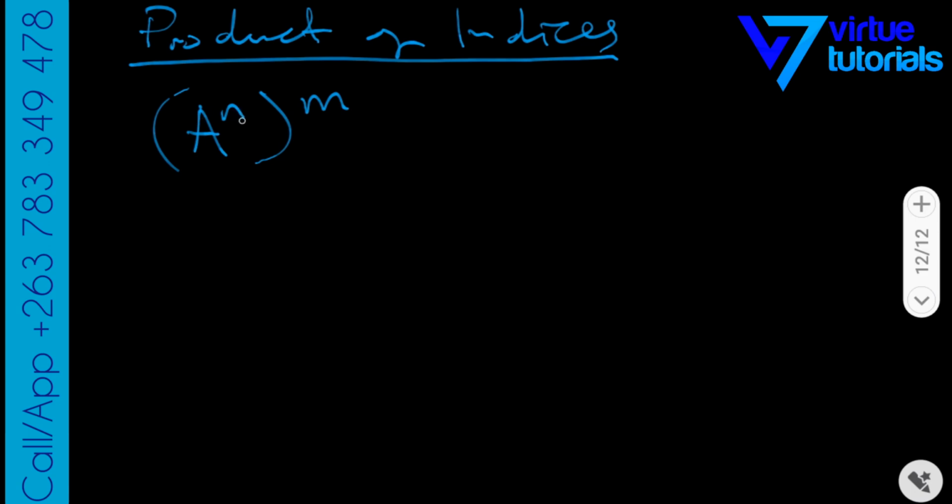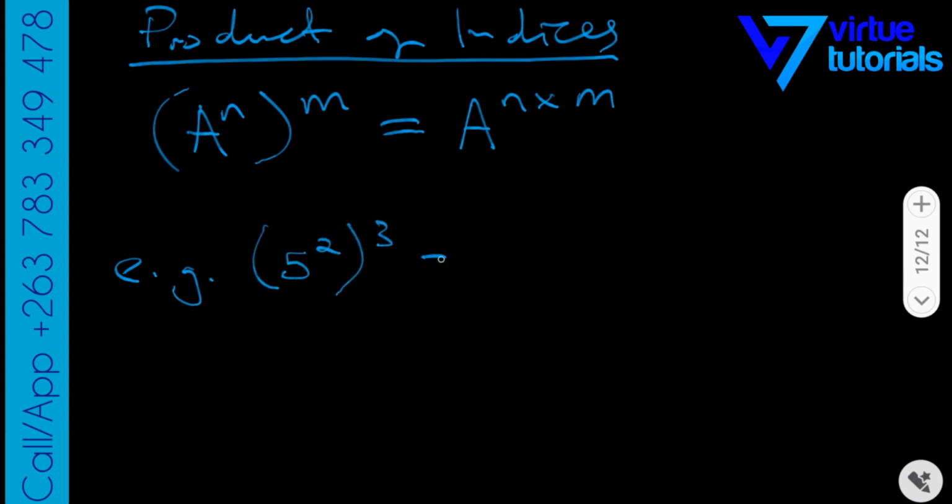A to the power n, and then you have brackets, then to the power m again. So A is being subjected to two powers, n and m. The simple thing that happens is the two powers multiply each other, right? So for example, if I have 5 to the power 2, then to the power 3, that gives me 5 to the power 2 times 3, it gives me 5 to the power 6, right? The two powers simply multiply each other, right?